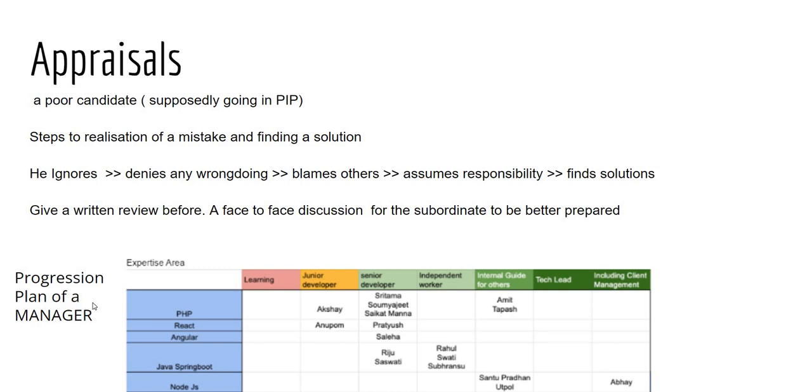Now, this is a progression plan of a manager. As a manager, what you can probably do is list down the resources that you have and where you see each of them. For example, one of them is a learner or a fresher. Then you gradually move him on to a junior developer, senior developer, an independent worker, an internal guide for others, finally a tech lead and someone fit to be a project manager or a senior manager, including client management, etc. That is how you can plan your progression for the developers. This is for you. If you want, you may share it with them.